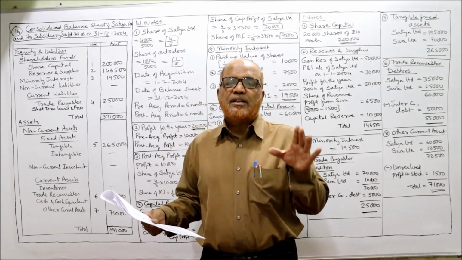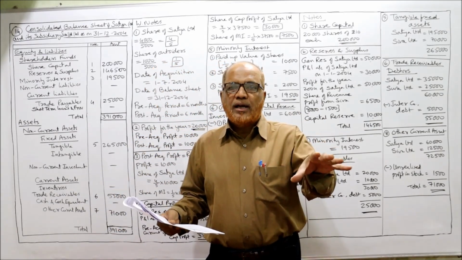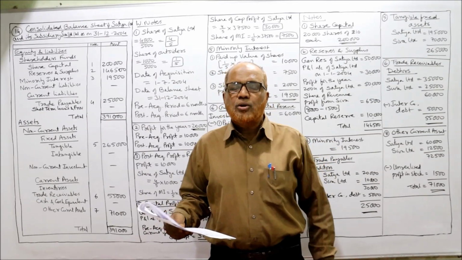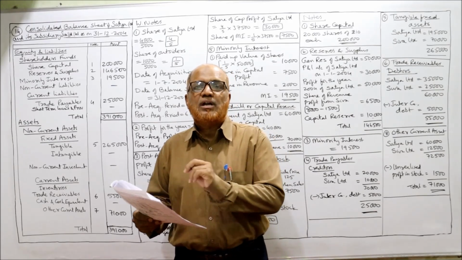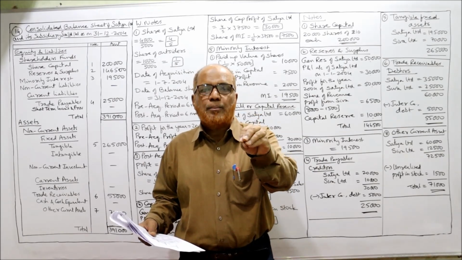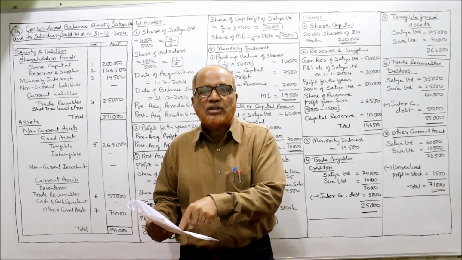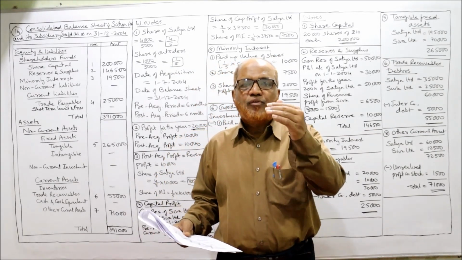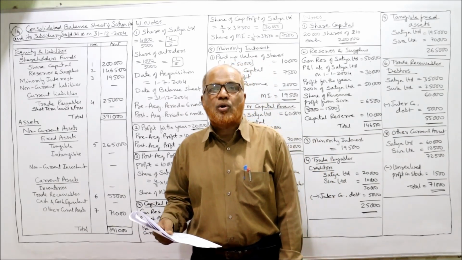So Satya Limited is the holding company, Siva Limited is the subsidiary company. The holding company Satya Limited purchased 4,000 shares. The total number of shares in Siva Limited is 50,000 divided by 10, 5,000. So in the subsidiary company the total number of shares is 5,000. Out of 5,000, 4,000 shares are held by Satya Limited. The remaining 1,000 shares are held by outsiders, minority interest.